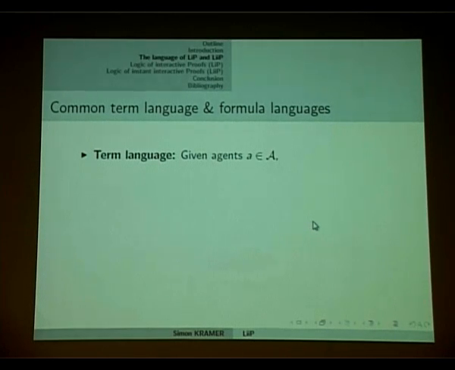So I talk about proofs. So I need a term language because proofs in this context are terms. And we have agents because these agents communicate with each other and send each other proofs, right? So I have a set of agents. Agents A.